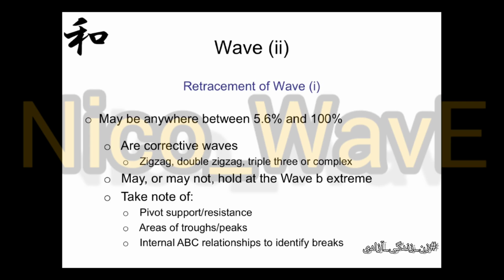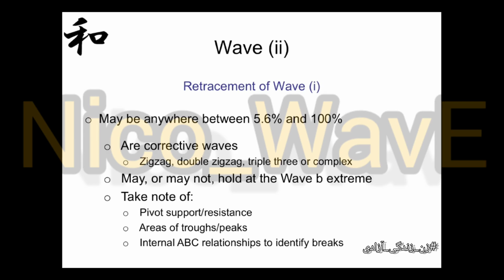Retracements in wave 2 obviously is a retracement of wave 1, but as I mentioned, they can be anywhere between 5.6% and 100%. What we do know is they are corrective waves. So therefore we can expect a zigzag, double zigzag, triple three, or a complex correction. And in a wave 2, a complex will just be a flat or an expanded flat and not a triangle. The wave 2 may or may not hold at the wave B of wave 1 extreme.